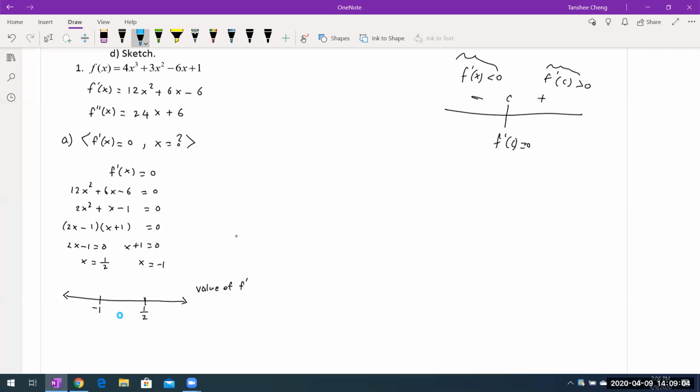So therefore, this interval will be what? A negative. And if I substitute 1 into the f prime function, then I will be getting what? 12, 6, minus 6 will be 0, so it will be a positive value.